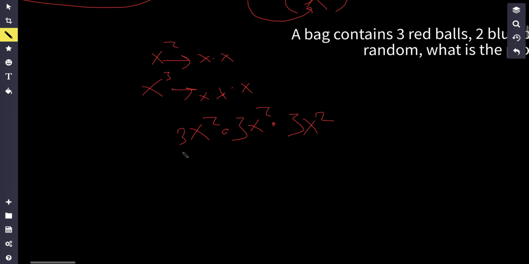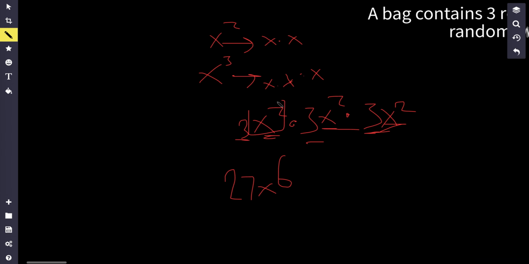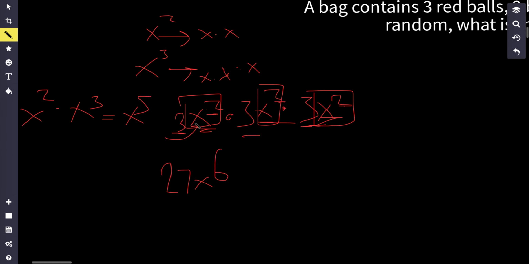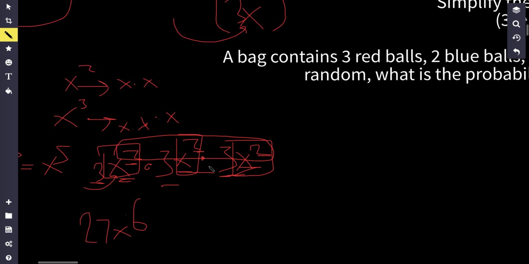Let's just combine like terms. What's 3 times 3 times 3? That's 27. What's x squared times x squared times x squared? X to the 6th power. When you're multiplying exponents with the same base, you just add up the powers. So for example, if I have x squared times x to the third power, it's equal to x to the 5th power. I just add up the exponents. So if I have x to the second power times x to the second power times x to the second power, you just add up all of the exponents. So it's going to be 27 times x to the 6th power.